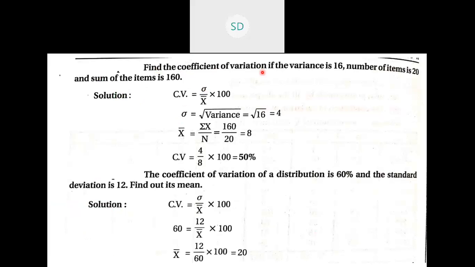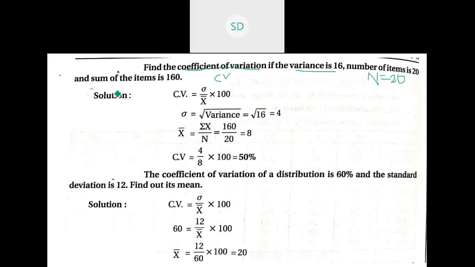Find the coefficient of variation if the variance is 16, number of items is 20, and sum of items is 160. They have given a lot of information, so let us understand what is given. They are asking us to find the coefficient of variation, that is CV. They did not give us standard deviation, but they have given us variance. Variance is 16. The number of items is 20, which means n is equal to 20.